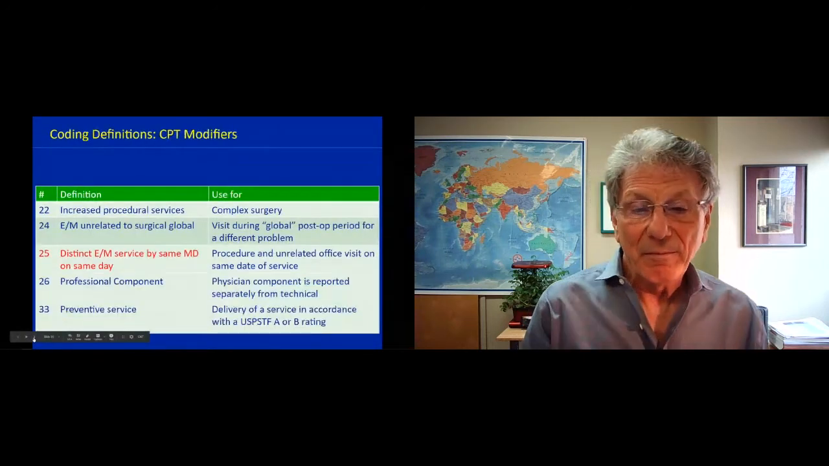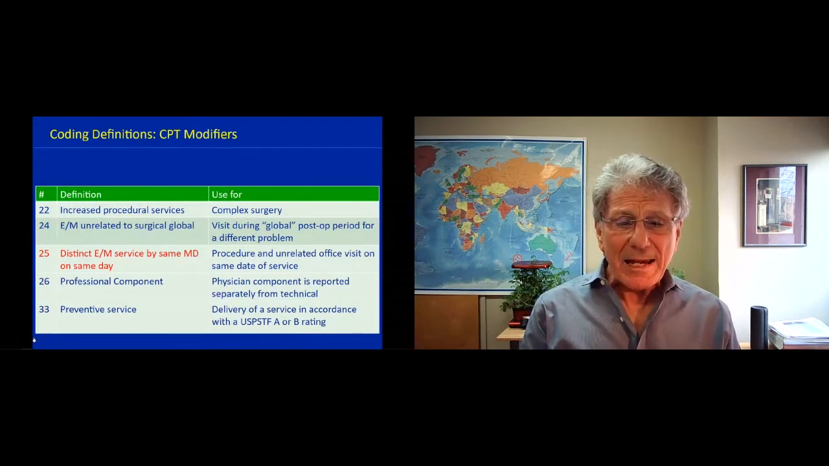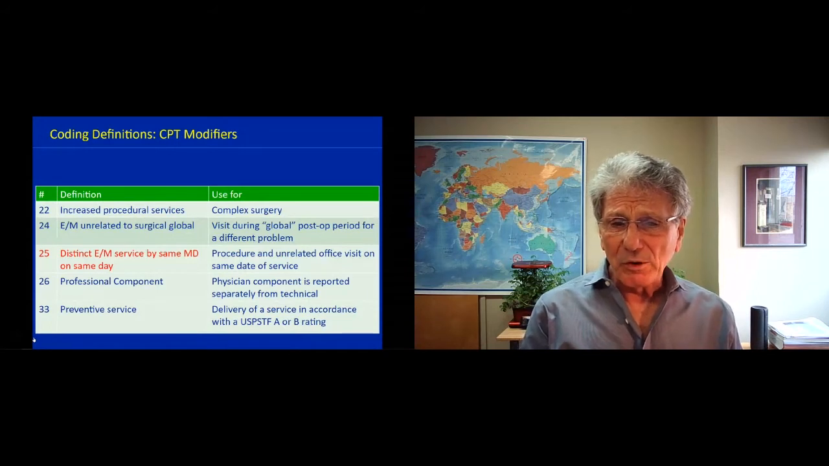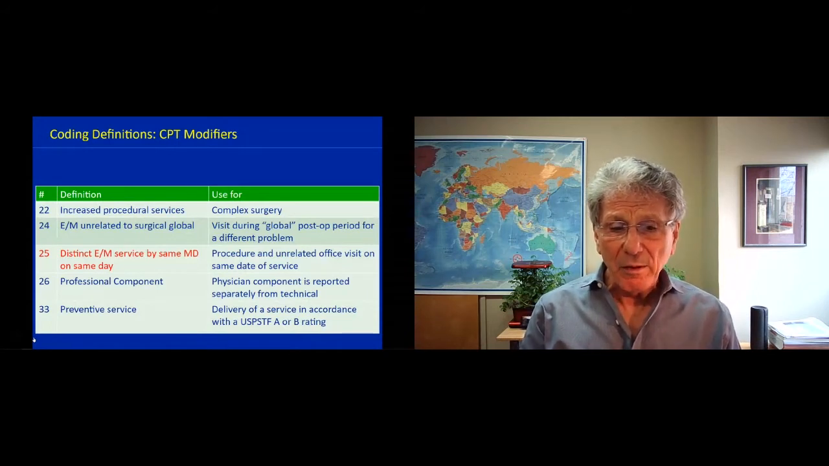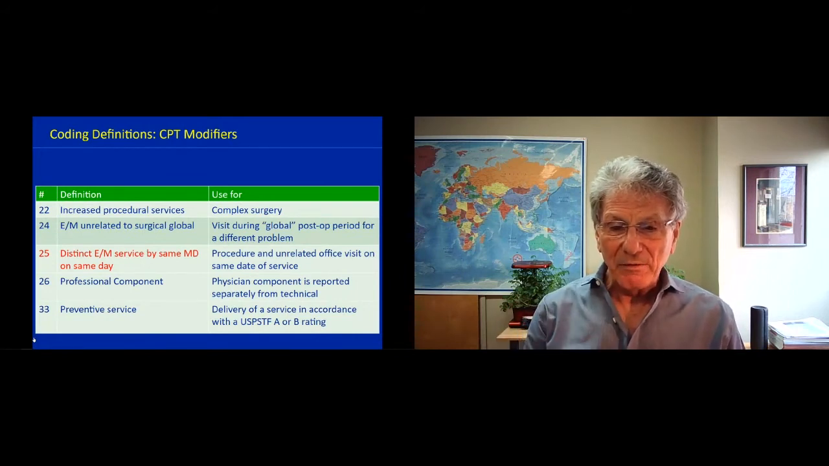Okay, now I told you I would tell you a little bit about modifiers. So there are about 80 modifiers altogether. There are only about 5 or 6 that we'll use in family planning. So one of them is a modifier 25. What that tells the payer is that you did a procedure and you did an unrelated office visit on the same date of service. I'm not going to give you an example now, but we will do a number of cases that show you how to use a 25 modifier.